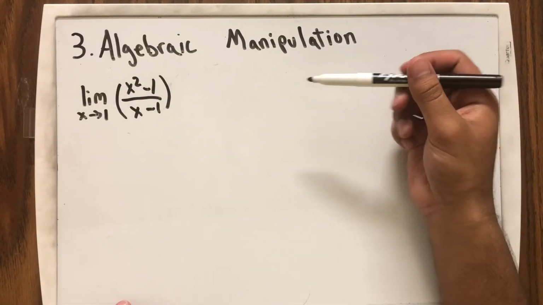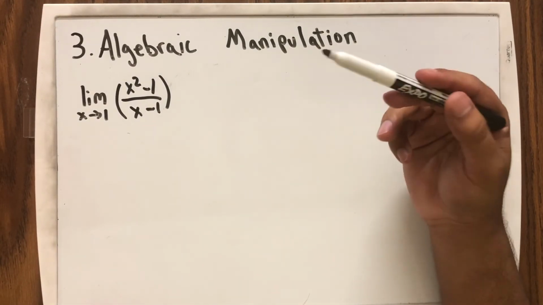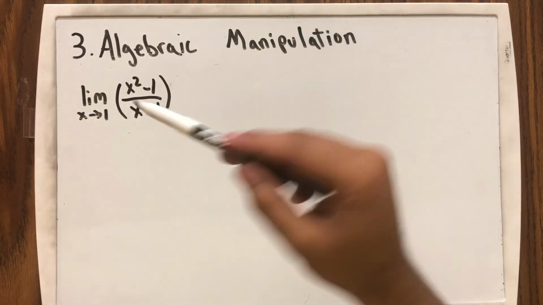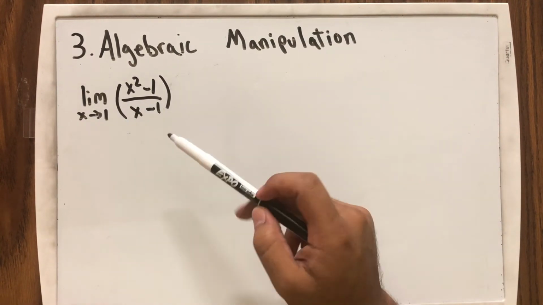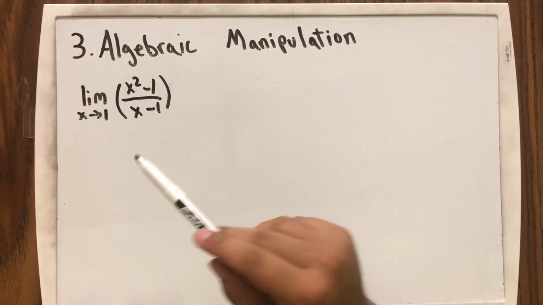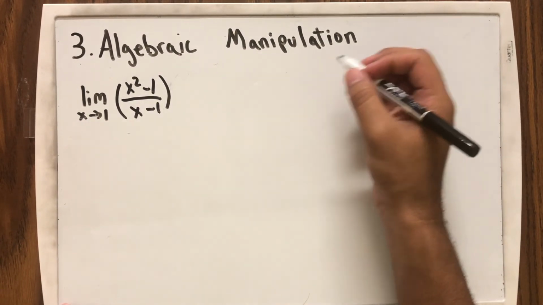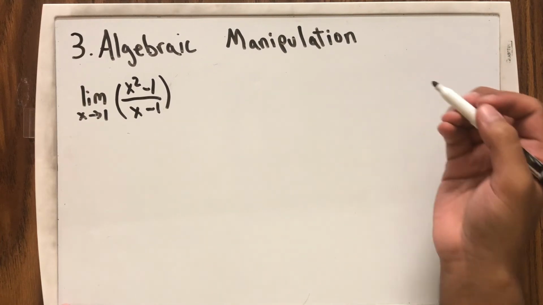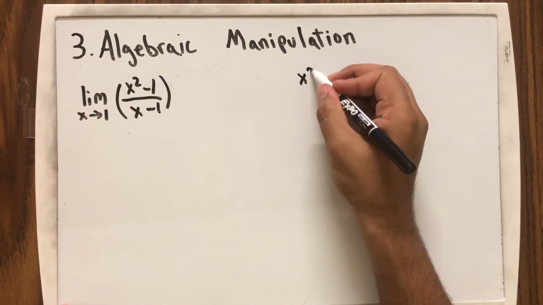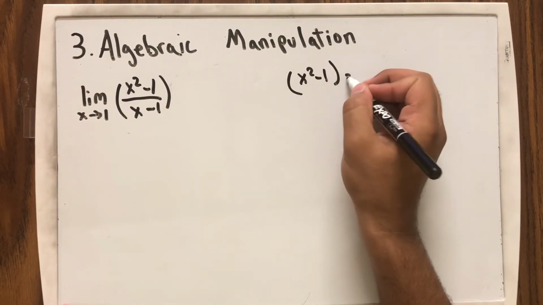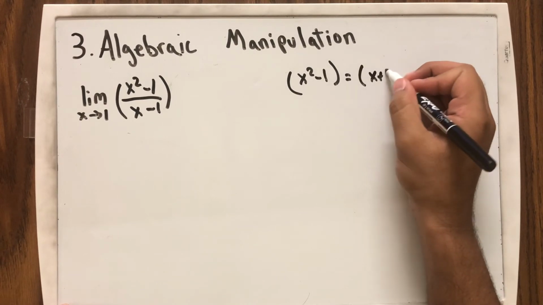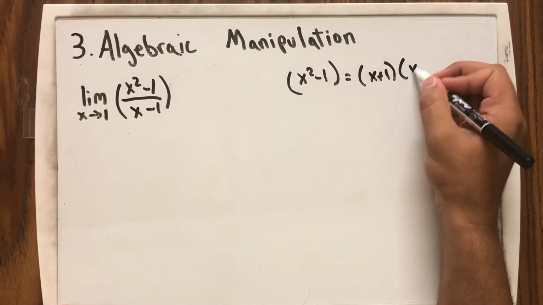The third thing we will look at is how to use algebraic manipulation to solve for limits. In this case, we'll use the limit as x approaches 1 of x squared minus 1 over x minus 1. Now, the first thing that we can see is that we have x squared minus 1 as a numerator. x squared minus 1 could be simplified to be x plus 1 times x minus 1.